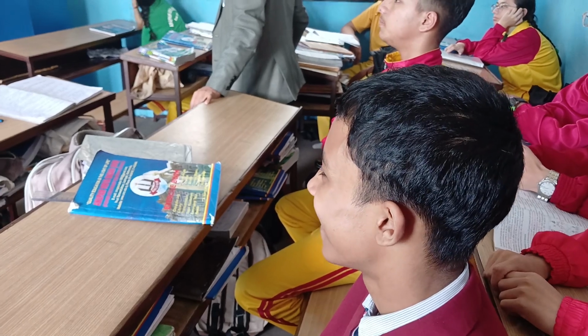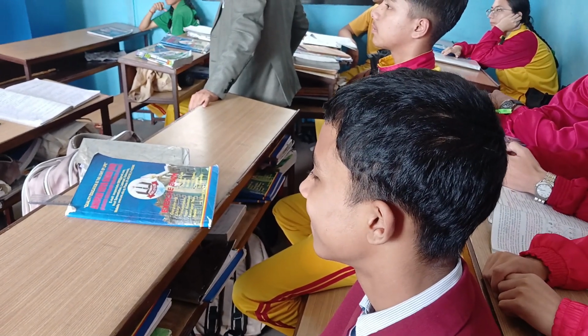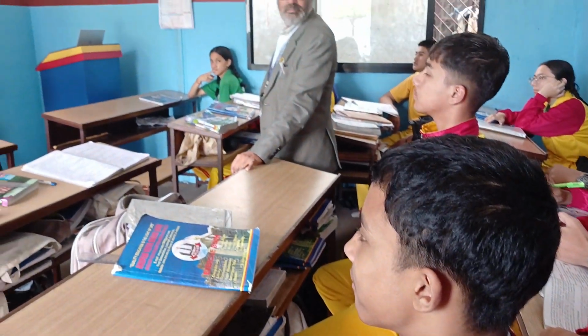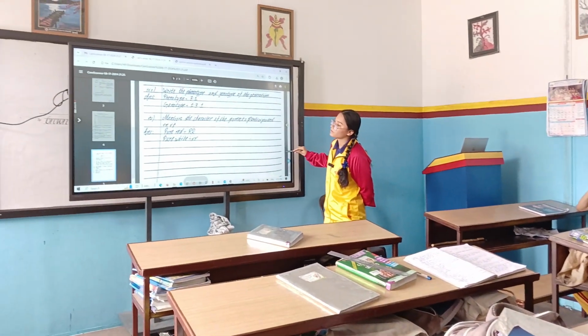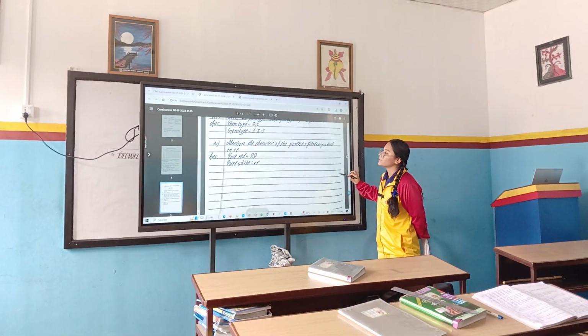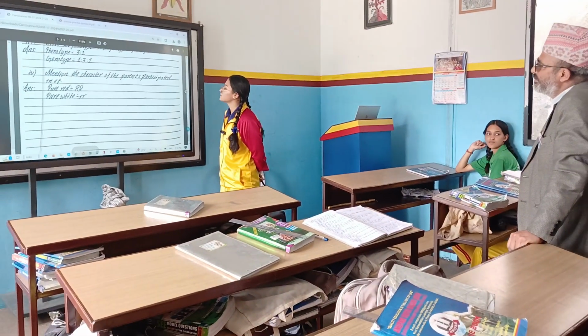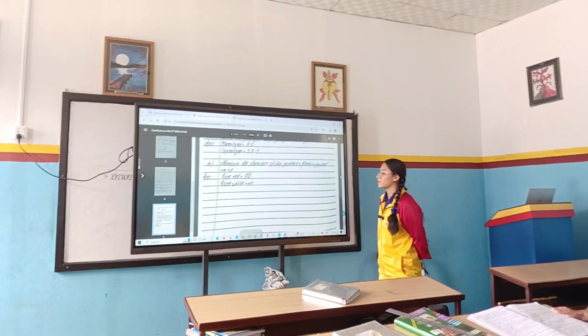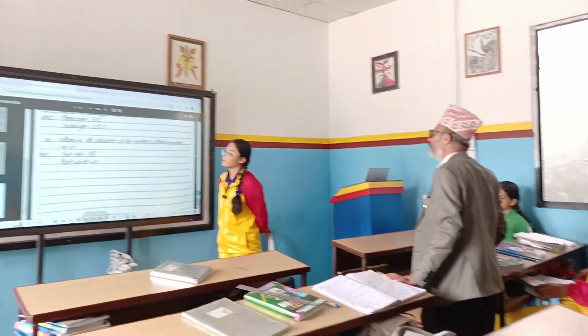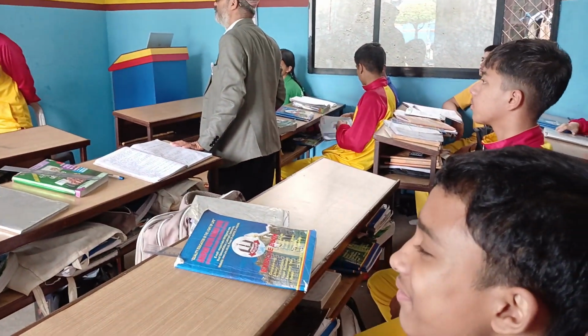Write the phenotype and genotype of the generation. The phenotype is 3 is to 1 and genotype is 1 is to 2 is to 1. Mention the character of parents participated in it. Pure red, capital R and capital R. Pure white, small r and small r.